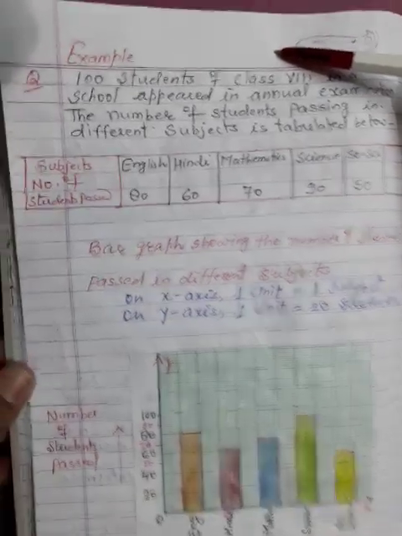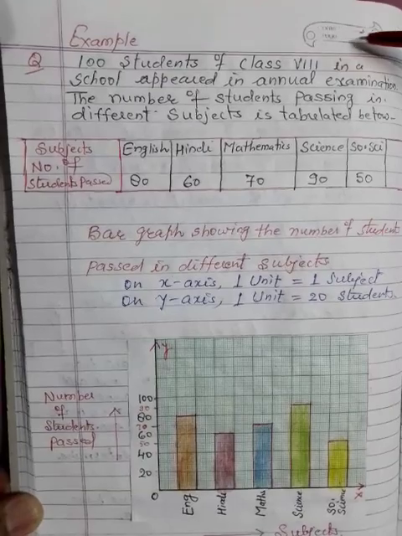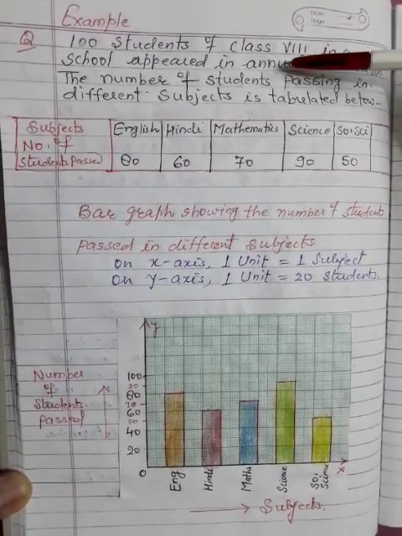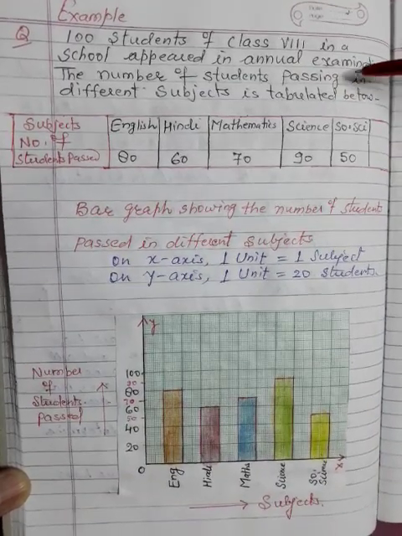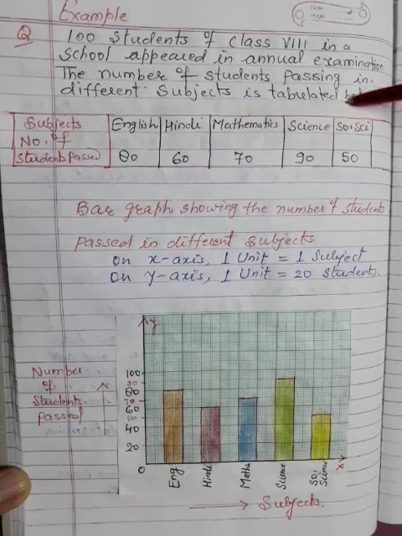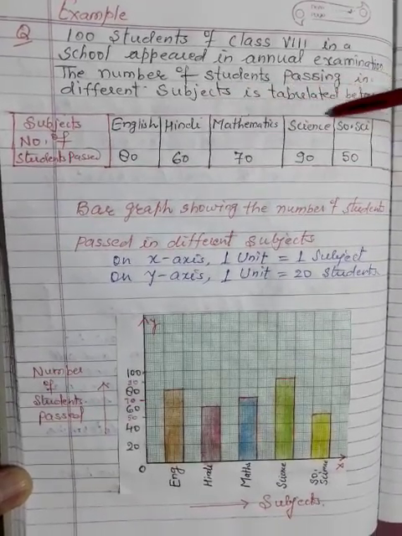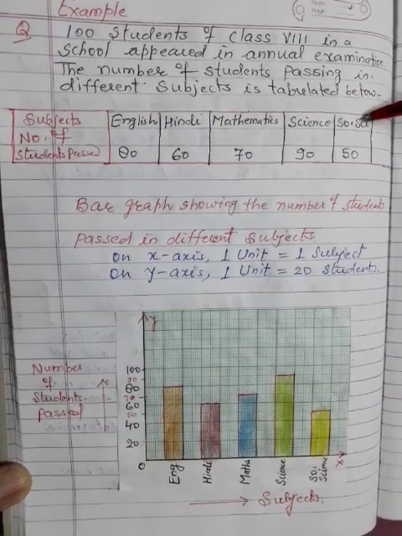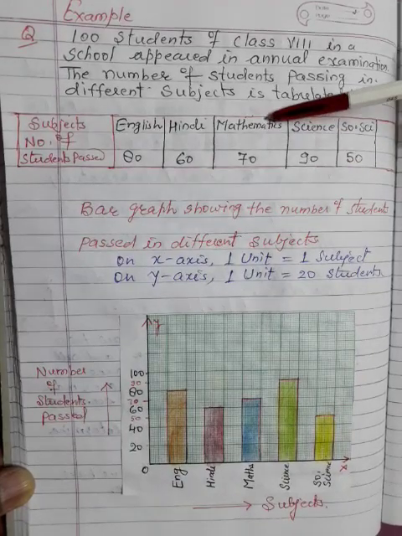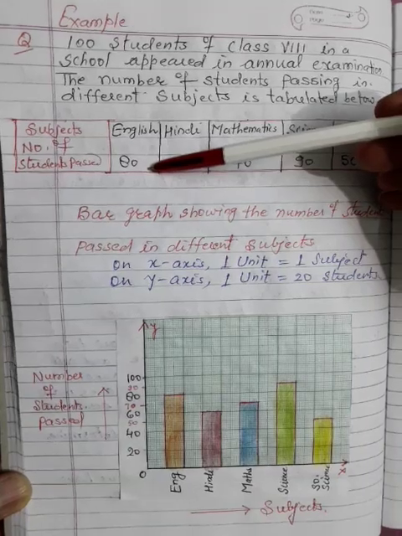Now, to understand the bar graph, here is an example. 100 students of class 8th in a school appeared in the annual examination. The number of students passing in different subjects is tabulated below. There are 5 subjects here, maybe 6, 7, 8, and so on: English, Hindi, mathematics, science, social science. In social science, the number of students passed is 50. In science, 90 students. In mathematics, 70 students. In Hindi, 60 students. English, 80 students.